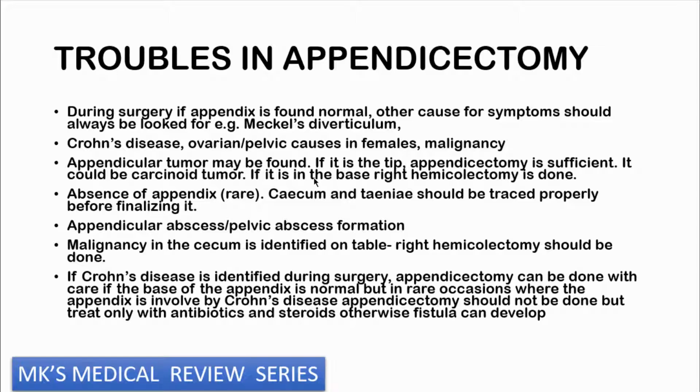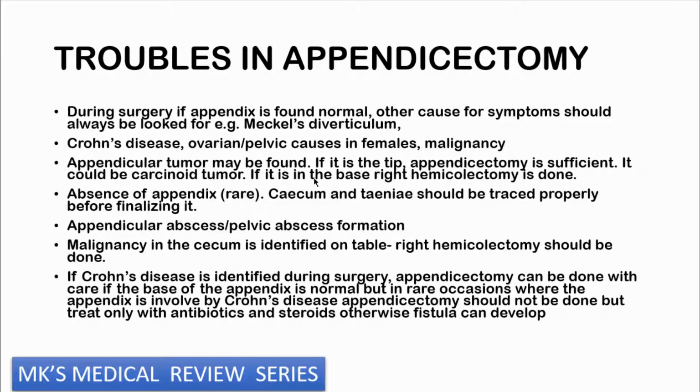So if you find a tumor, if it is at the tip of the appendix, then an appendicectomy will be sufficient enough. If you're suspecting that it could be a carcinoid tumor, then if it's at the base, you have to perform a right hemicolectomy. If there is no appendix, the cecum and the taenia should be traced properly, and you should confirm and finalize that indeed there is no appendix. And of course, if there is an appendicular mass or a pelvic abscess formation, you may actually discover this intra-op. This needs to be drained.